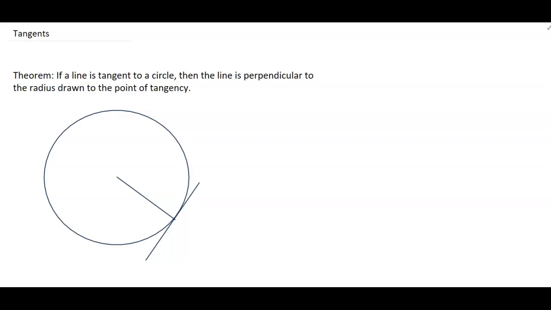Hello everyone. Now we're going to learn about tangents. So here's our first theorem. It says if a line is tangent to a circle, so that means it touches it at exactly one point, then the line is perpendicular to the radius drawn to the point of tangency. Okay? So if I draw a radius out here and I draw another tangent line there, that tangent line is perpendicular.